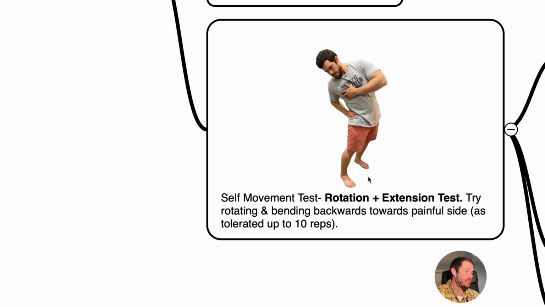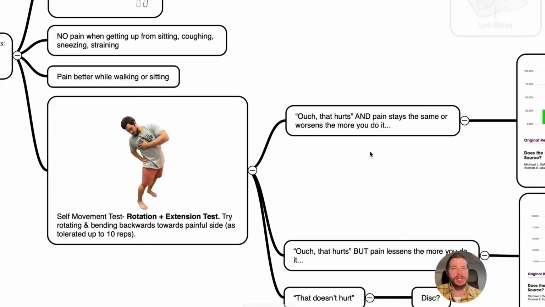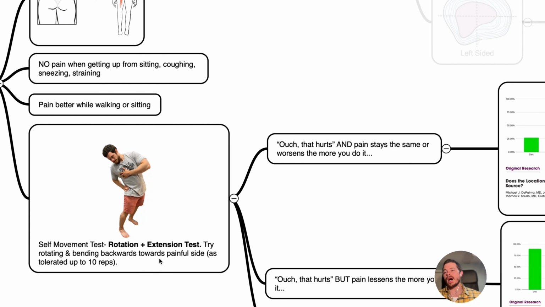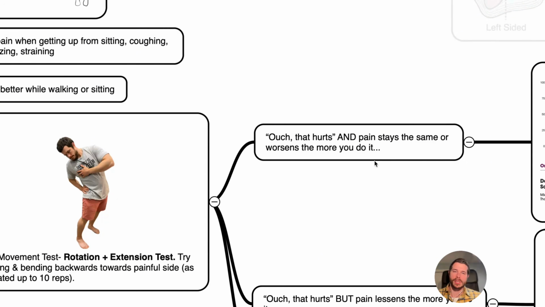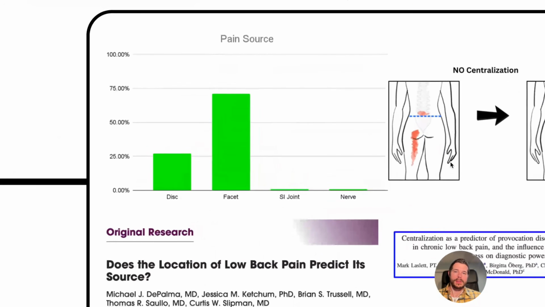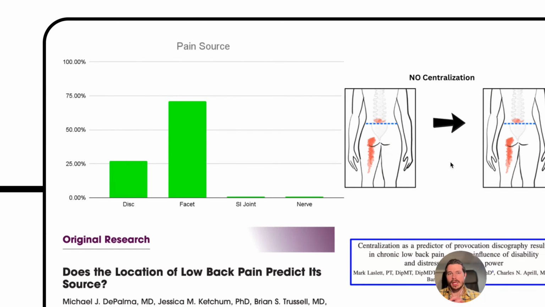Again, stand up, rotate towards the side of pain, bend backwards. Ouch, Charlie, that really hurts. And the more I do it, if tolerated, of course, up to 10 reps, the pain stays the same or worsens with each rep. So we see no centralization, meaning the pain does not move around and or it worsens. Again, this increases the probability that it is a facet joint problem.